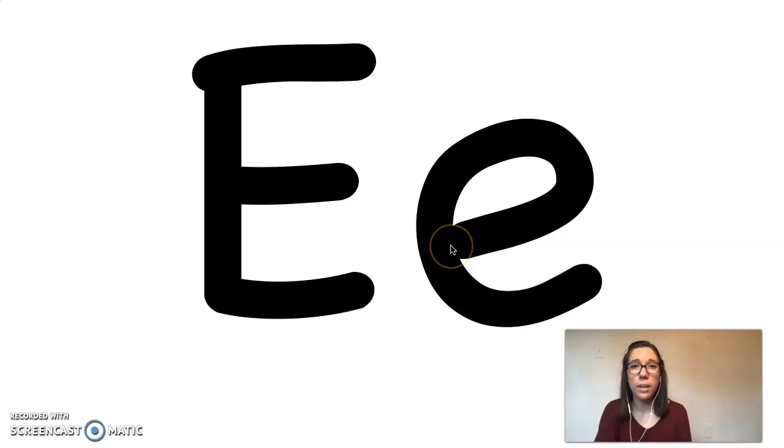Lowercase e can be a little bit tricky, but if we think about it like this, it's not as bad as you think. We're going to start right here. Then we're going to draw a line across, make a big curve up so it comes back and touches the line, and then keep right on going down and around.